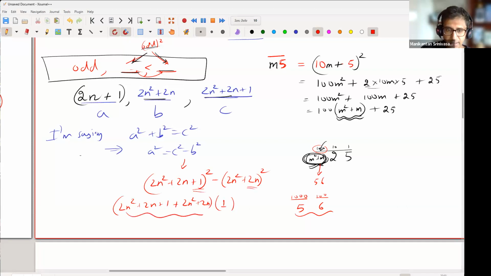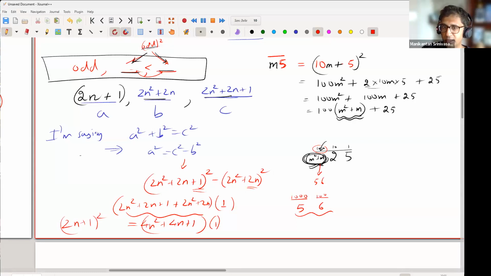But what is this? It's back to 4n square plus 4n plus 1, which, if you recall, was your 2n plus 1 whole square. If you recall this, when we did 2n plus 1 whole square, we did indeed get 4n square plus 4n plus 1. So we have verified that the difference of C square and B square was indeed A square, which means it's a Pythagorean triplet.